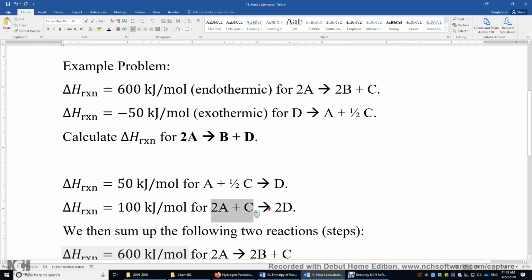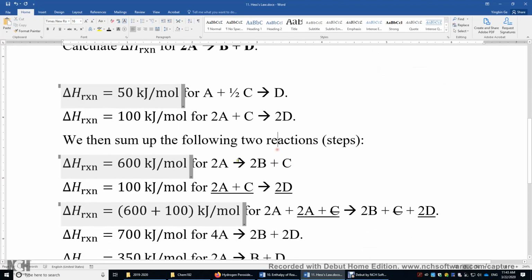Now we have this reaction and this reaction, which have C on the right-hand side here and on the left-hand side here. And we can simply sum up these two reactions. Let's do this. The first reaction, we have 2A producing 2B plus C. The second reaction, we have 2A plus C producing 2D. So we just need to sum up these two. The left-hand side is going to be 2A plus 2A plus C here. The right-hand side is 2B plus C plus 2D here.